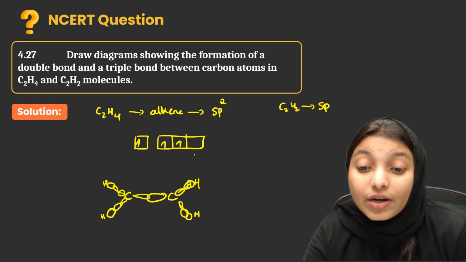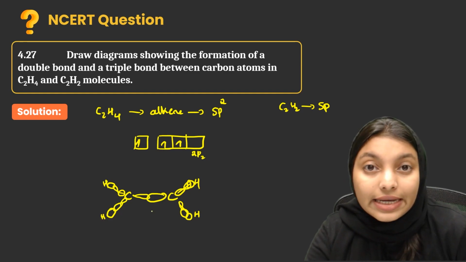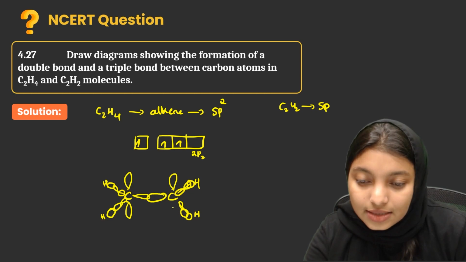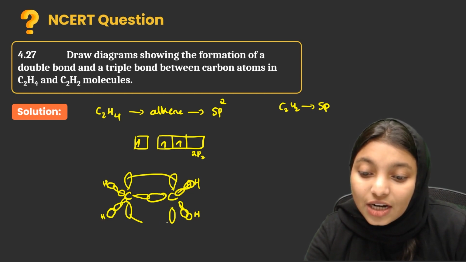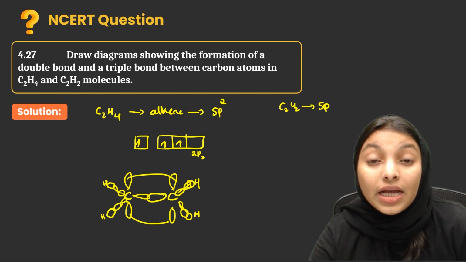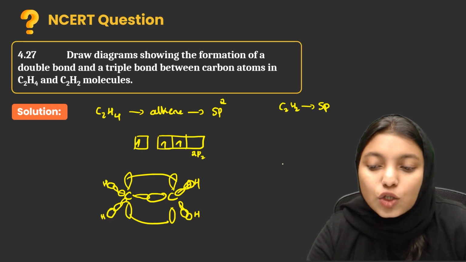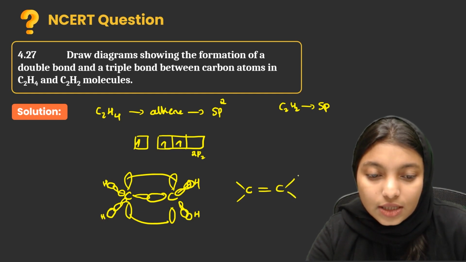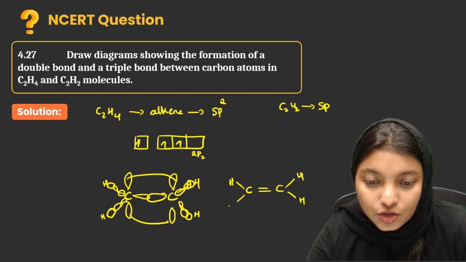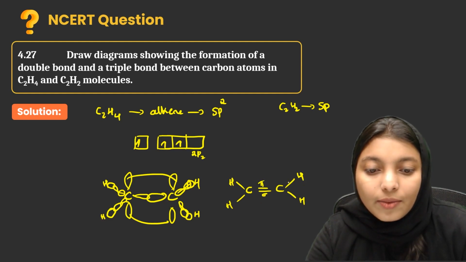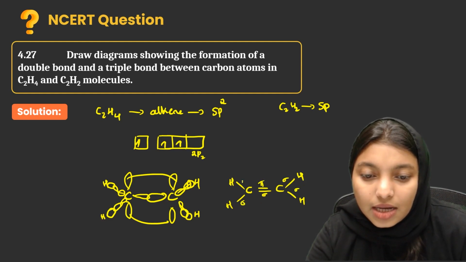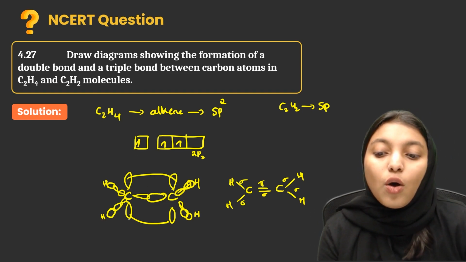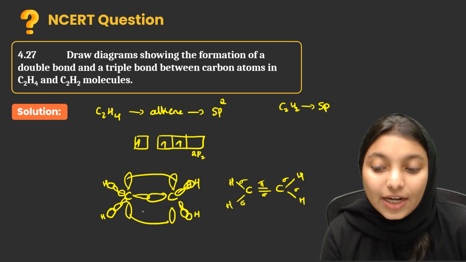This free 2pz is there, right? And that free p orbital will be like this. So what will happen? Their lateral overlapping is happening and they are forming one pi bond there. So we will get the shape like what? Two bonds here, two bonds here. Hydrogen, hydrogen, hydrogen, hydrogen, sigma, pi. This is again sigma, sigma, sigma, sigma. That is how the structure of C2H4 will be, by the lateral overlapping of the free 2pz orbital happening here.